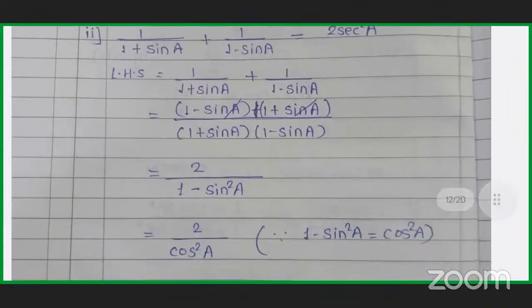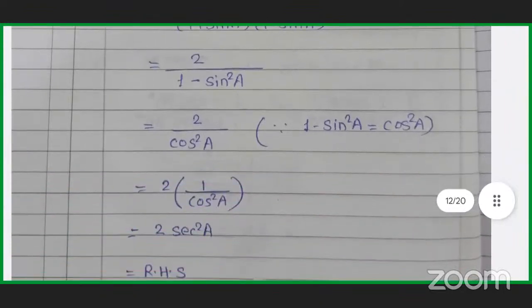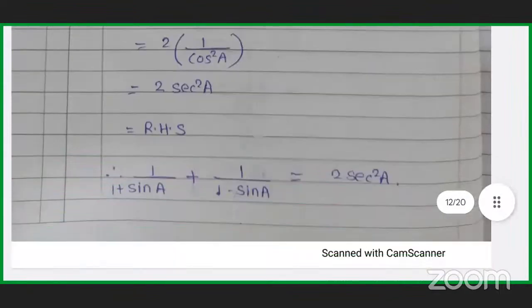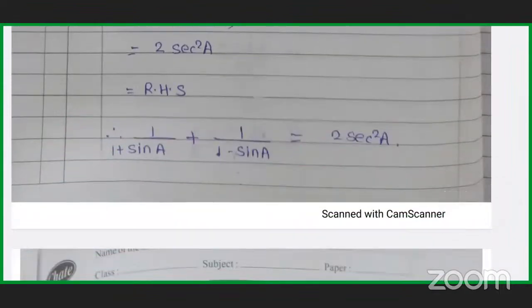And here A plus B, A minus B, this is nothing but A square minus B square. That is 1 square minus sin square A. So we know that 1 minus sin square A is nothing but cos square A. So 2 in bracket 1 upon cos square A. So 1 upon cos square A is nothing but the sec square A. So here we'll get the RHS. So we have to easily prove that 1 upon 1 plus sin A plus 1 upon 1 minus sin A is equal to 2 sec square A.